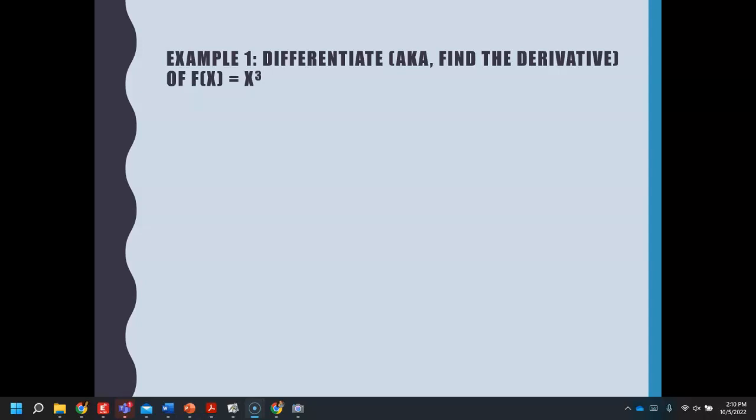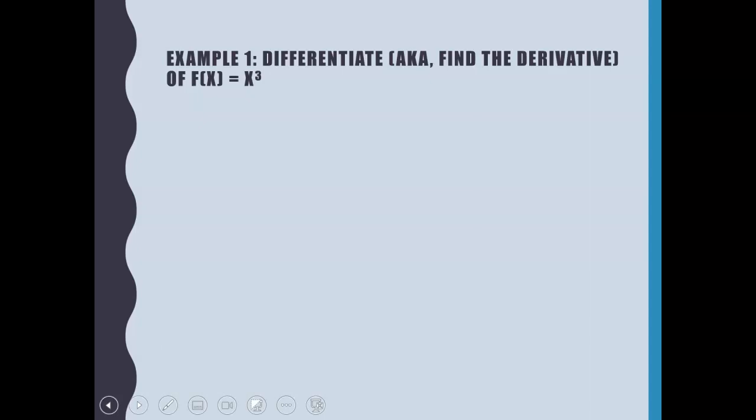Alright, let's find the derivative. Limit as h approaches 0 of f of x plus h, so that would be x plus h cubed, minus f of x, all over h. So again, Pascal's triangle is coming back into play, this time even more simplified because this is literally Pascal's triangle.